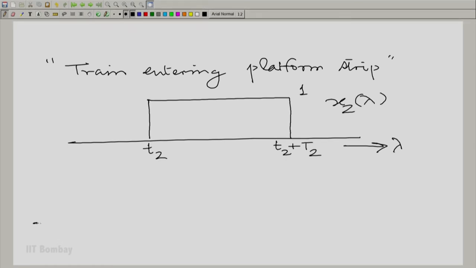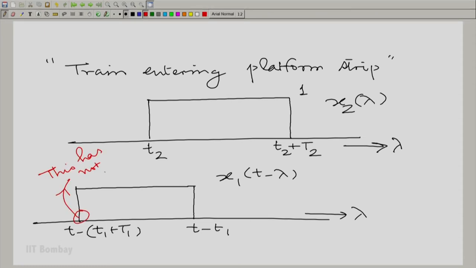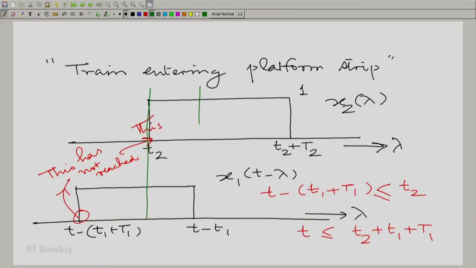This is x2. This is x1. And clearly, this has not reached this. In other words, t minus t1 plus capital T1 is less than t2. In fact, you could put less than or equal to it. In other words, t is less than or equal to t2 plus t1 plus capital T1, and we take this region first. Now, in this region, what is the situation? We need to do the handshakes of corresponding passengers. Where are the corresponding passengers? Let us mark. So, this is the region of corresponding passengers, only the green belt.